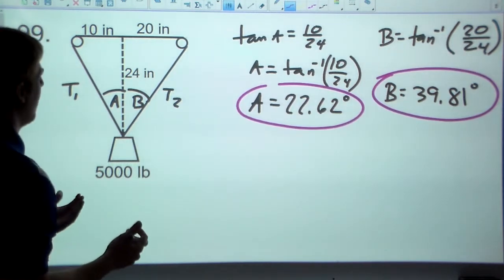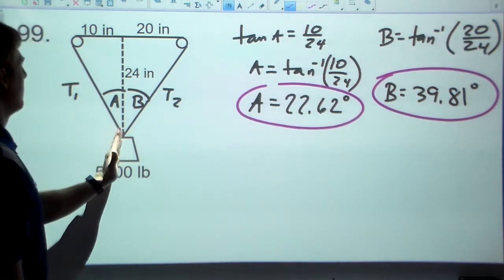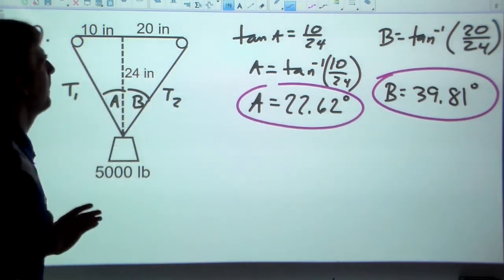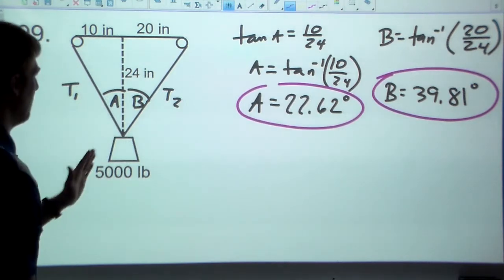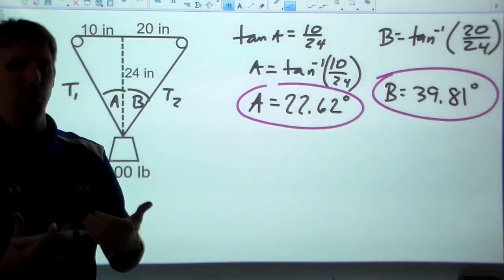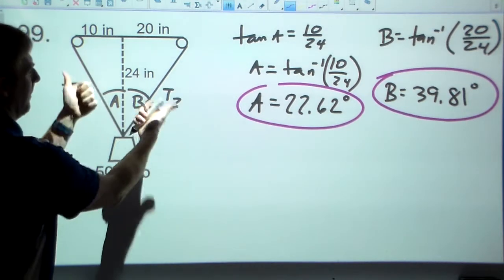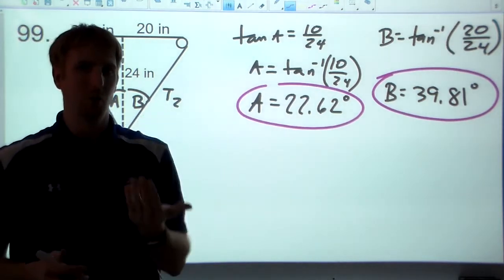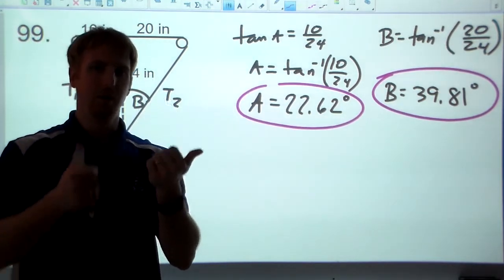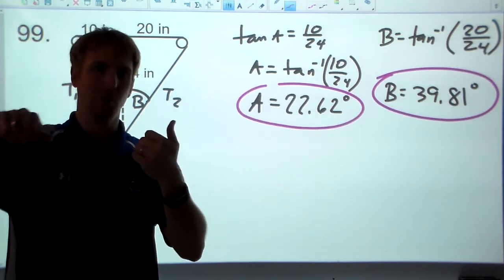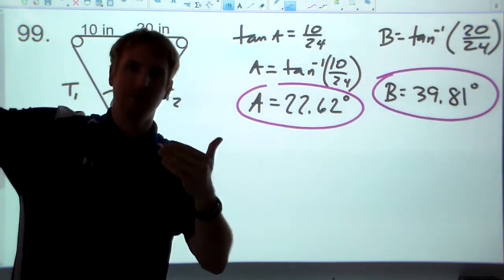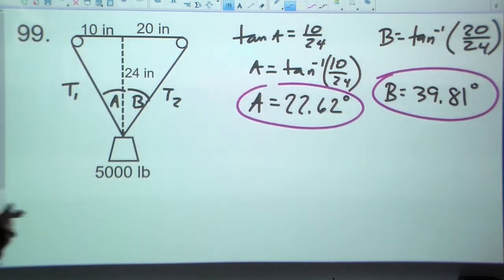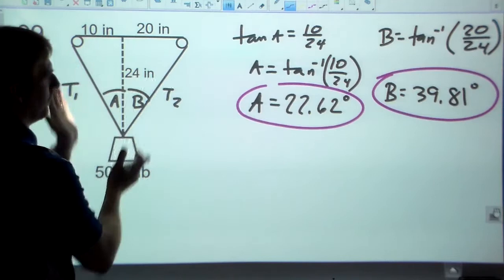Now, something that's kind of misleading about this problem, since they both share this common length of 24, both strings, it's tempting to assume that they both are going to pull upward with the same amount of force, but that's not the case because they're at different angles. And long story short, the more straight up and down you are, the more upward pull you're doing. The more at an angle you are, the more of your tension, more of your force is going off to the side and less is going up. So these are going to pull with different amounts of upward force.